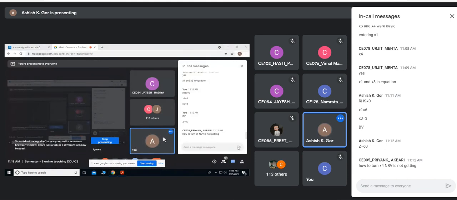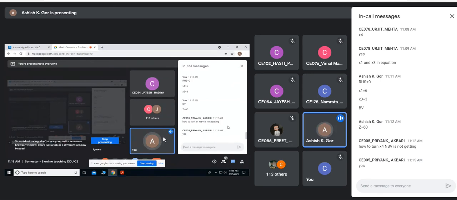Is that clear, Priyank? Don't worry, 2 iterations are yet left, so the procedure will be very much clear. But let me give you the interpretation.